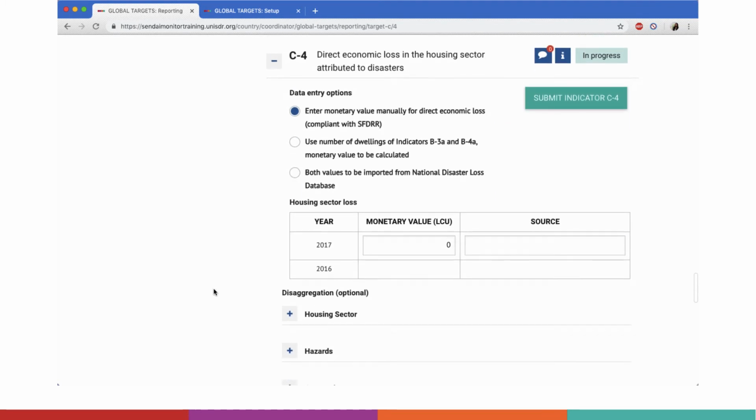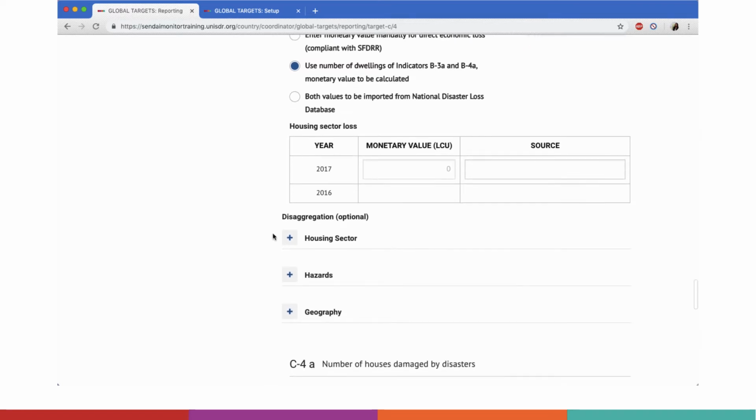C4 is the direct economic loss in the housing sector. For this indicator, you can choose to use the number of damaged or destroyed dwellings from indicators B3A and B4A, and the monetary value to be calculated by the system. If you choose this option, this box will populate automatically based on the values you had entered for B3 and B4. You can choose to disaggregate by criteria such as size of house, urban or rural, material like wood, cardboard, masonry, among others.